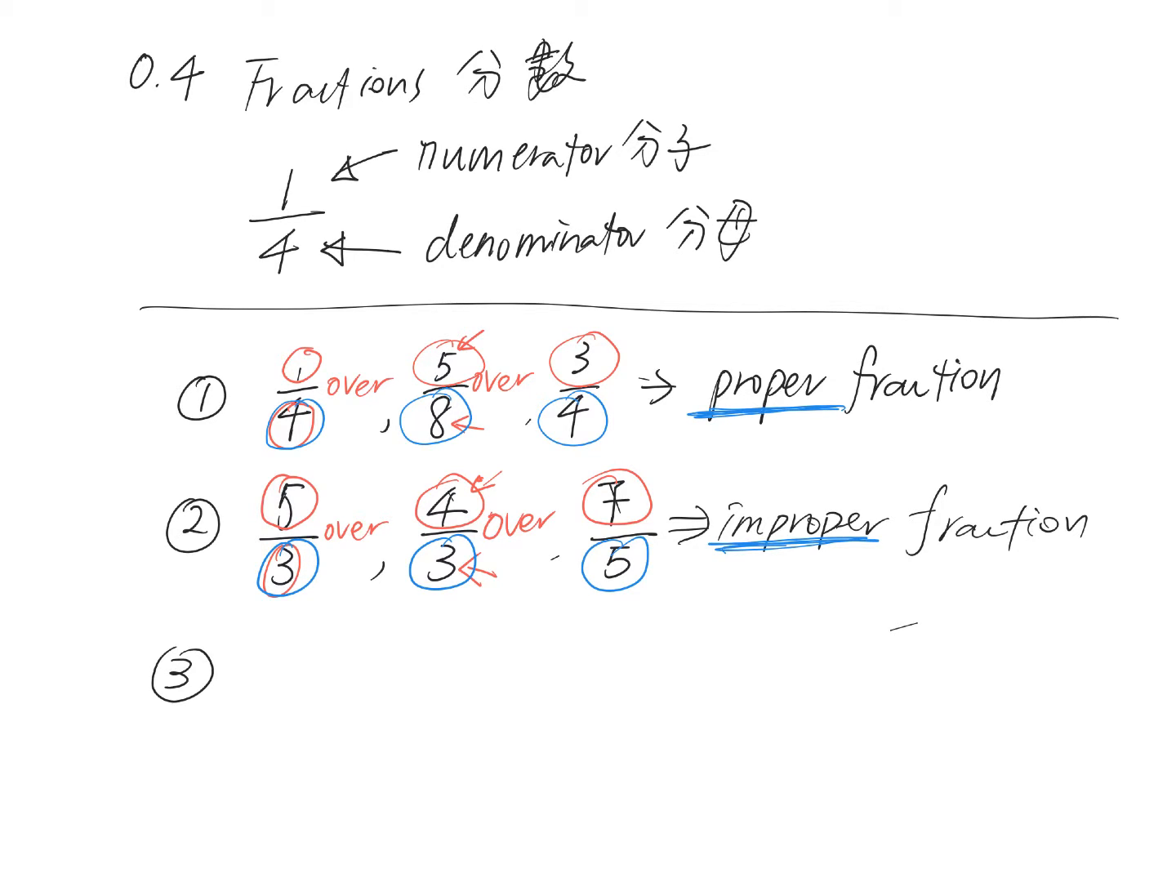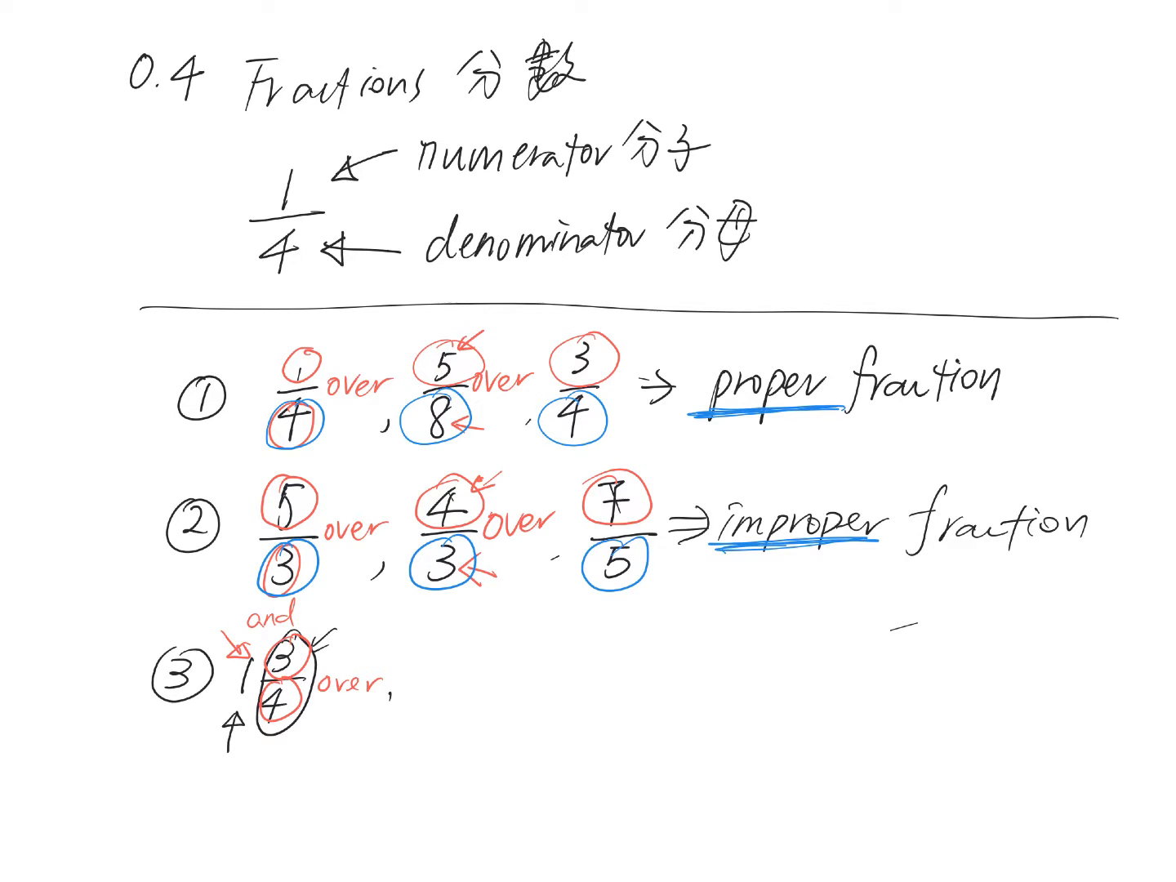So finally, the third type. Sometimes we will have a number out of the frictions. For example, you may see a frictions represented in this way. For this part is the integer part. And for this part, this is the frictional part. To pronounce this, we will say that this is 1 and 3 over 4.